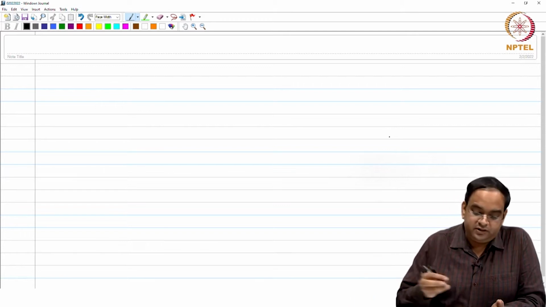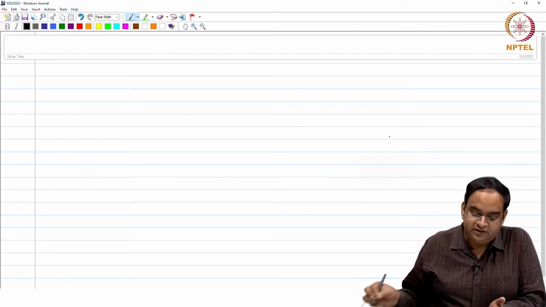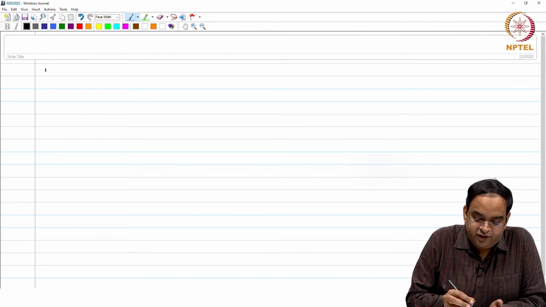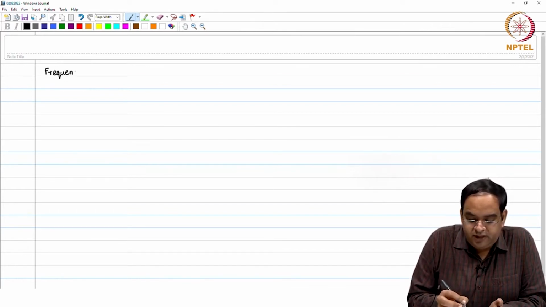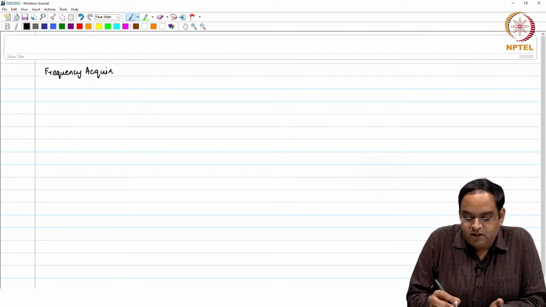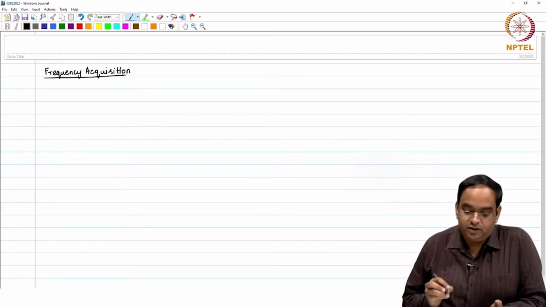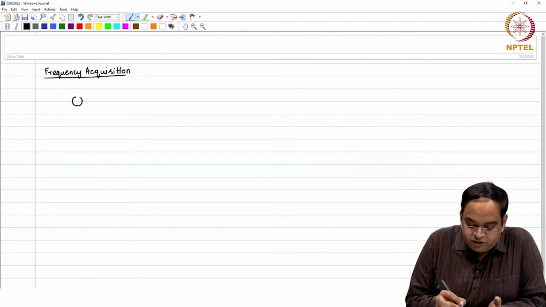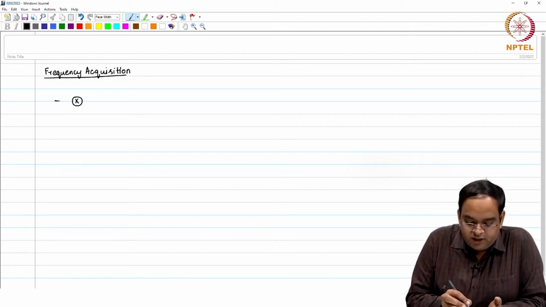Welcome everyone to this session. In the previous session, we looked at frequency acquisition in PLLs, and we figured out that in type 1 PLL, we could not acquire the frequency beyond a certain range. So, we introduced an integrator in the loop. I will show you the block diagram of the PLL, which we discussed in the previous session.